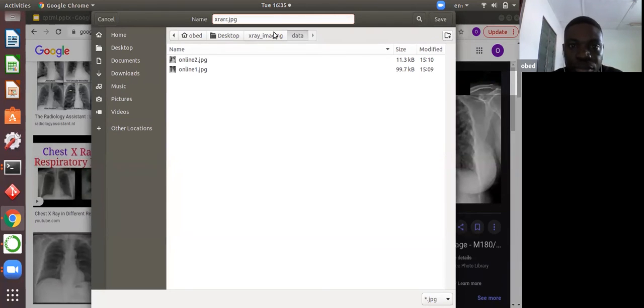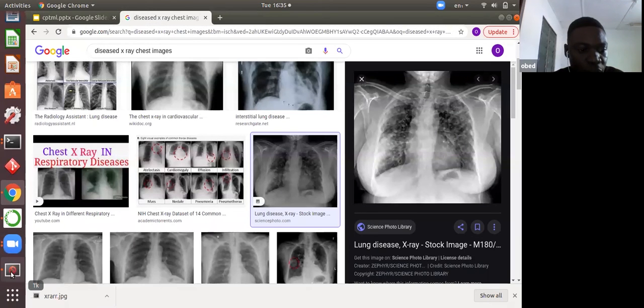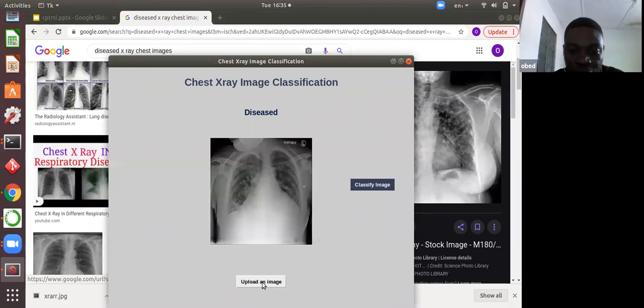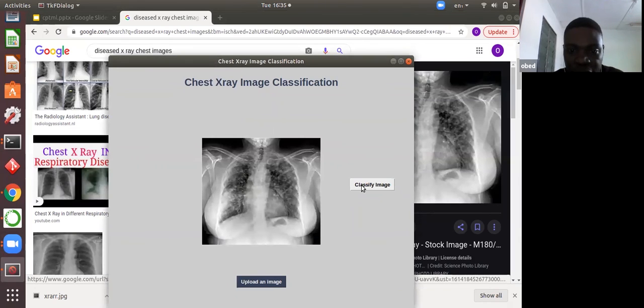So I save that, and then I launch my GUI, then upload an image. This should be classified as diseased, right? But it says this is healthy. That means that with the 0.79% validation accuracy, out of 100 images, 21 of them would be wrongly classified. So this is a situation where I have a wrong classification.